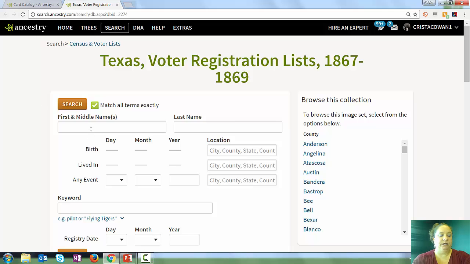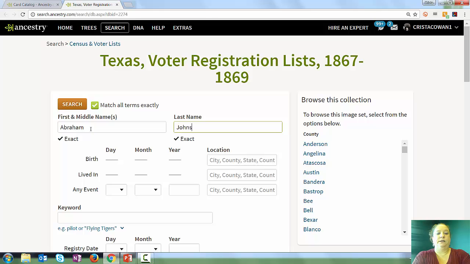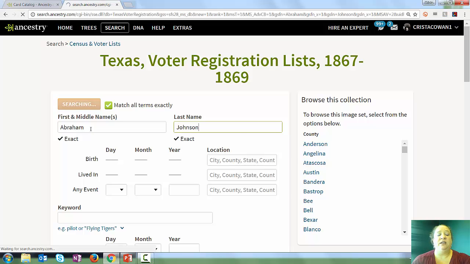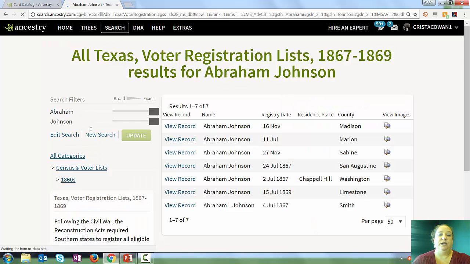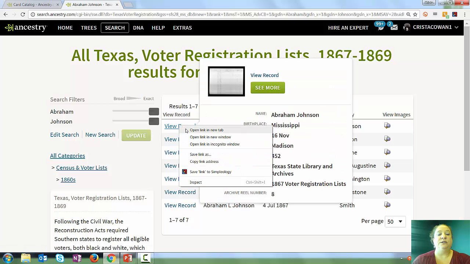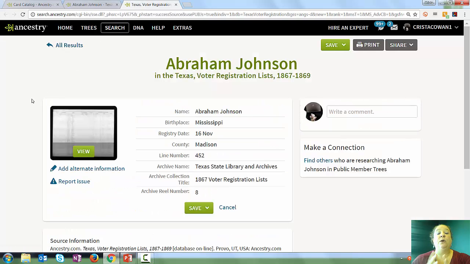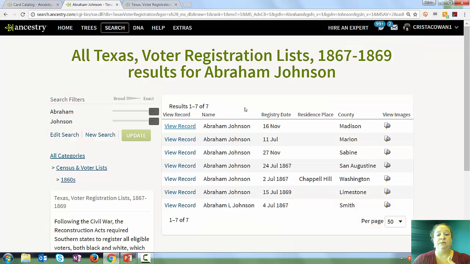And so this particular collection, if we look up here, Abraham Johnson, this particular collection will not only include information about where they're living and what's going on in their life, it will also include information about their race. Again, this is important to help differentiate individuals with the same name. You noticed I did a search for Abraham Johnson.